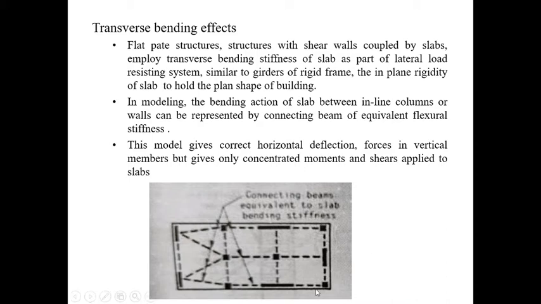So here in this figure you can see these dotted lines, they are the connecting beam equivalent to slab bending stiffness. So that is shown here. The bending action of the slab which is taking place with the inline columns, if the columns are inline, can be represented by a connecting beam. That connecting beam has the same equivalent bending stiffness as that of the slab.